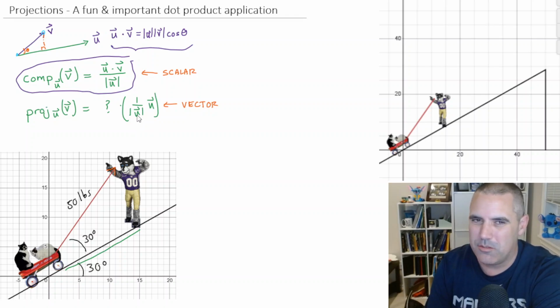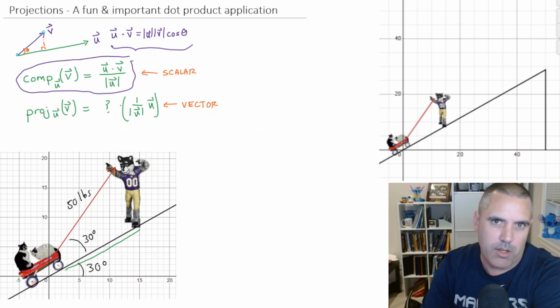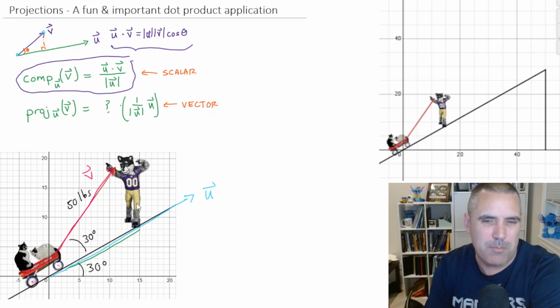It says you just have to take the dot product of some vector that represents the ground and a vector that represents the pulling, and you're all set. Meaning I need some vector that represents the ground, let's call it U, and I need some vector that represents the pulling on this rope, let's call it V. If I can find those, I'll be immediately done.